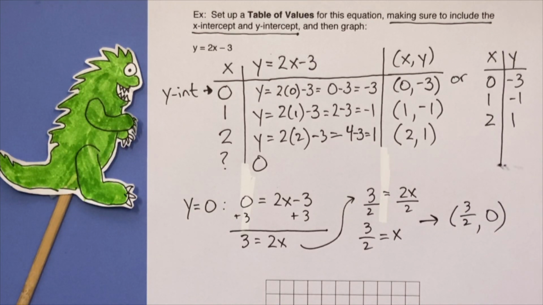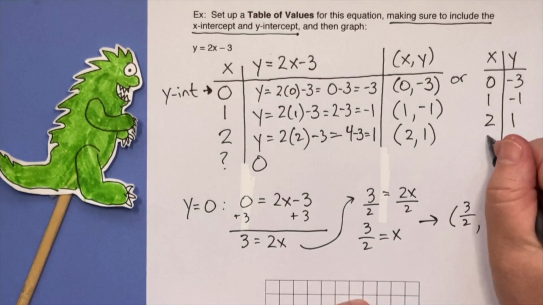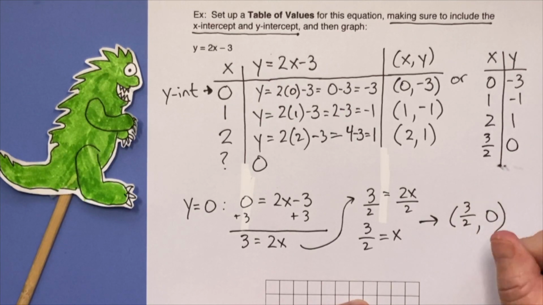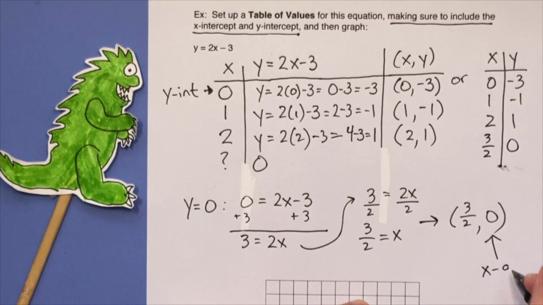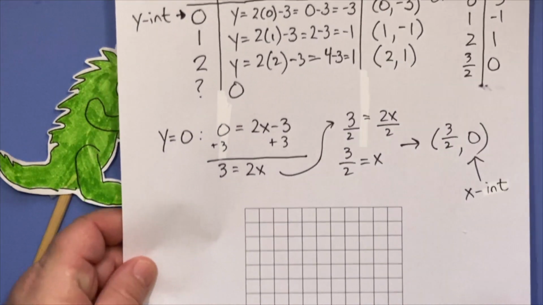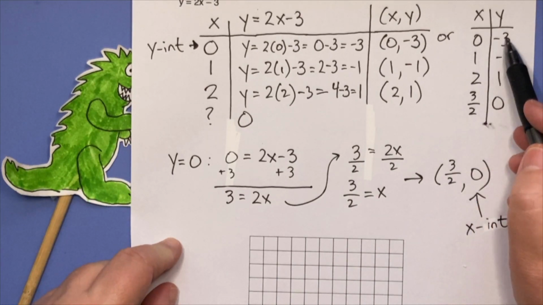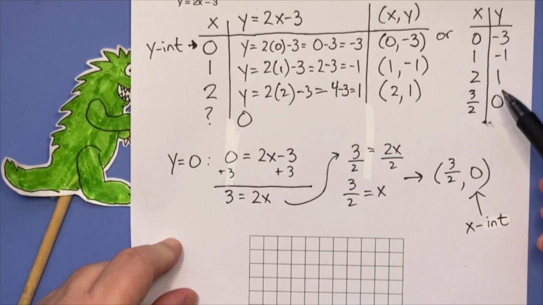Now, a lot of people would look at this and go, oh no, I don't want to have to graph a fraction. And I'm going to show you how to avoid graphing a fraction. Sneaky, sneaky stuff. Okay, and this is our x-intercept, because y equals 0. So now I've got a bunch of points: (0, -3), (1, -1), (2, 1), (3 halves, 0).